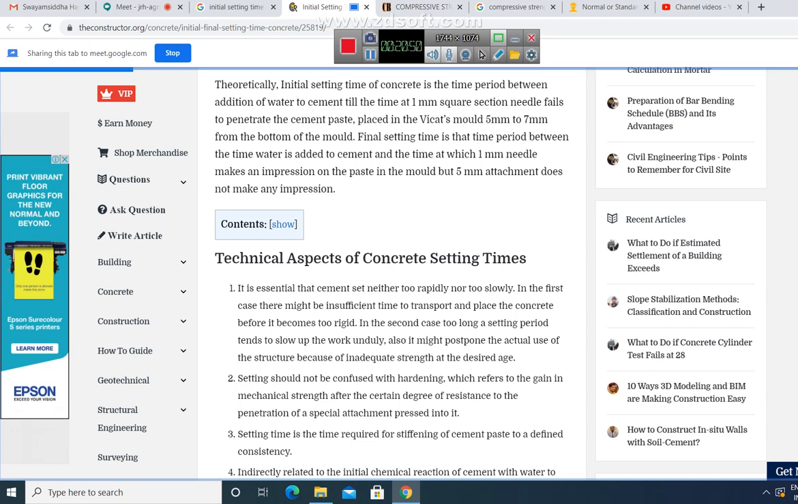Now, final setting time. I told you there are two types of setting times, initial setting time and final setting time. Final setting time means you are adding water into the cement and you are allowing a needle having 1 millimeter to make an impression on the paste. So that 1 millimeter needle can make an impression. Then you are removing the 1 millimeter needle and you are having a 5 millimeter attachment. You are having an attachment having side of 5 millimeter. That 5 millimeter attachment will not be making any impression on the surface of cement paste. That time you call as the final setting time.